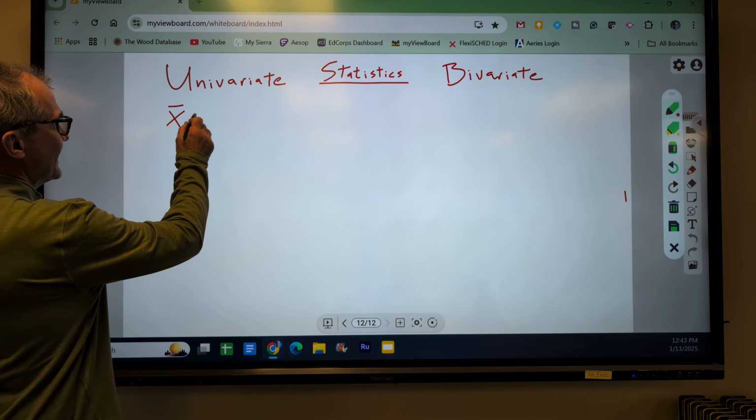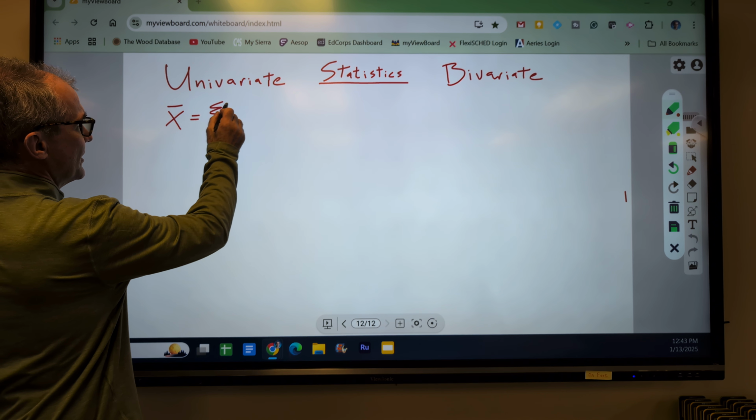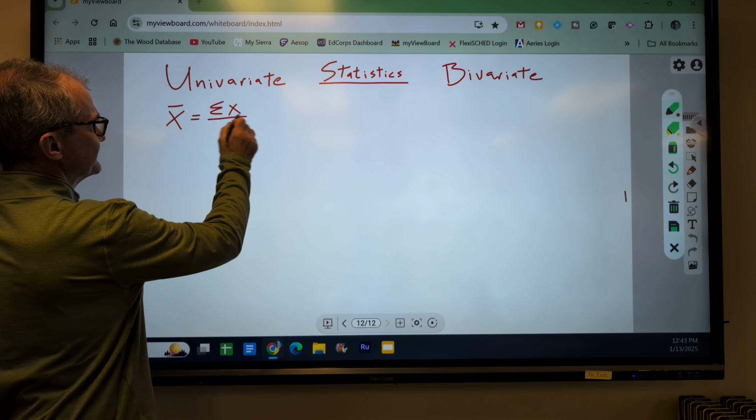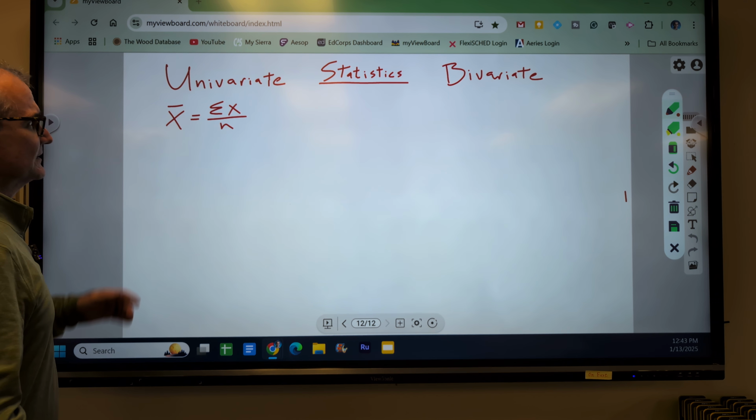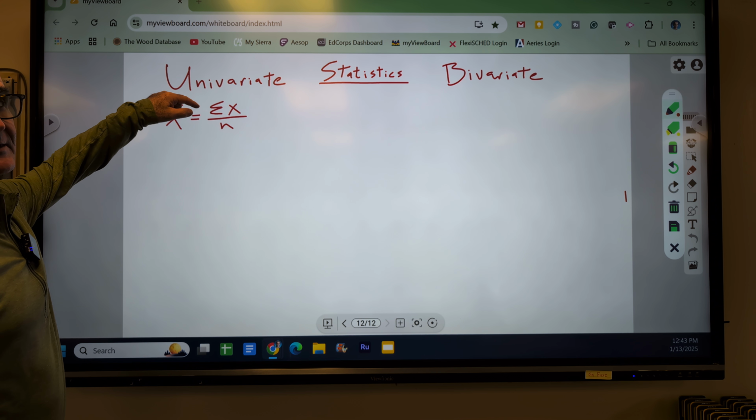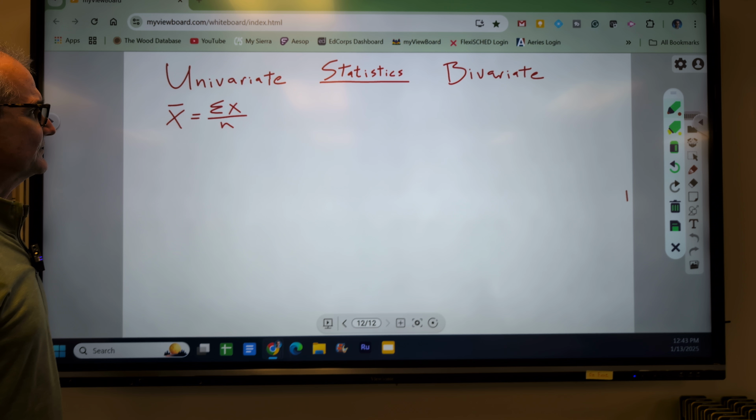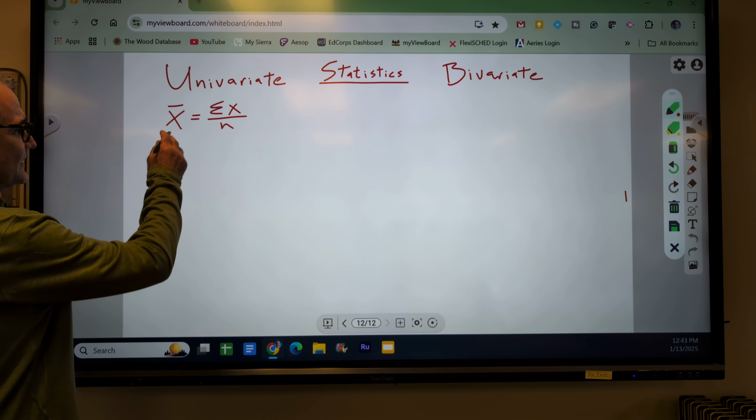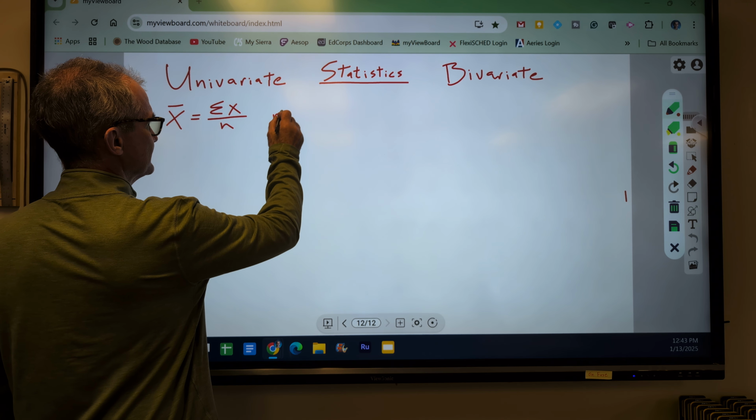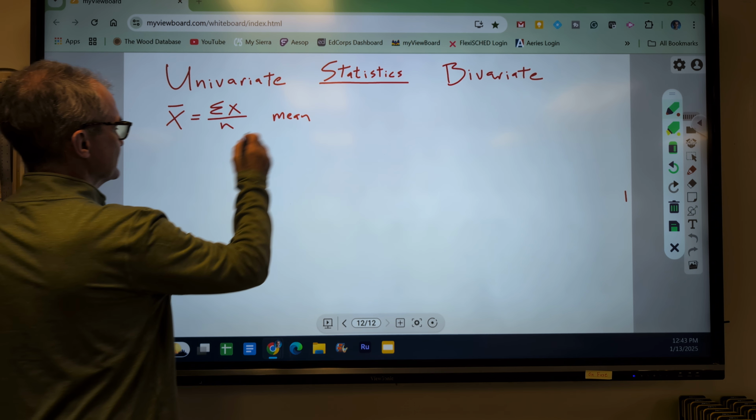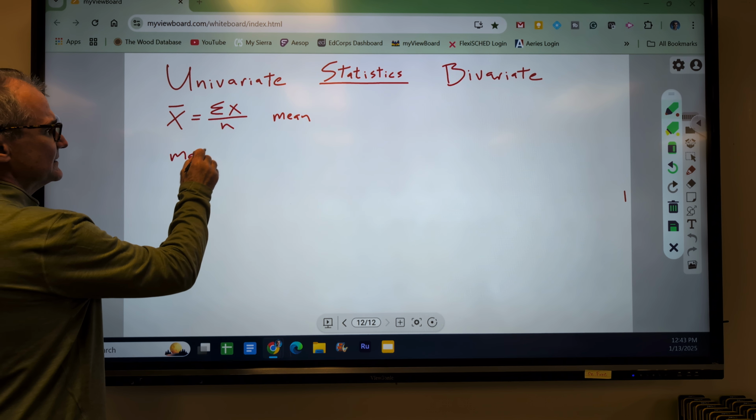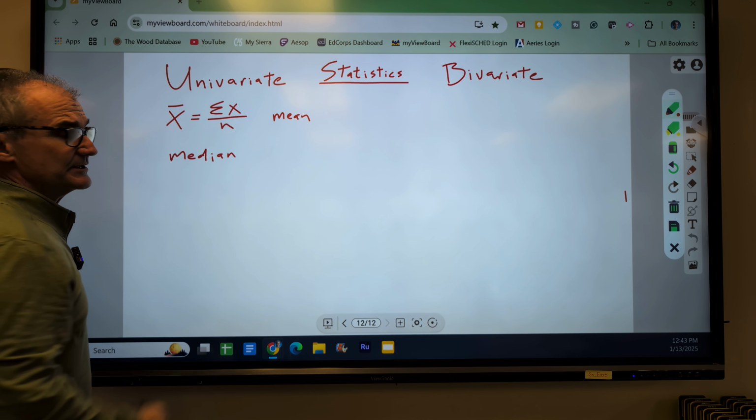The way you find the average is you add up all of the values and divide by the number of values. So that's a Greek letter sigma, meaning add all of them up, of the values, divide by the number of values. That's also called the mean or the average. Sometimes you look at the median. The median is the middle number.